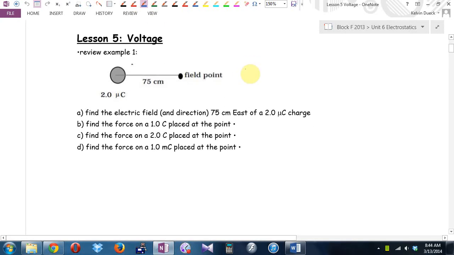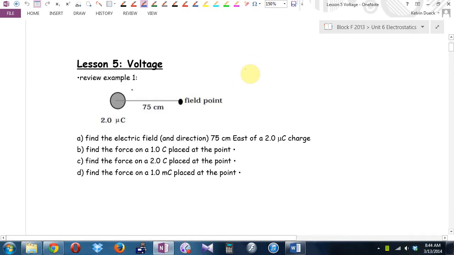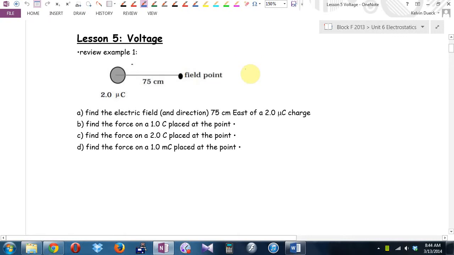So, voltage. Start out with a little bit of review. I gave you a big planetary charge and a point away from it, a field point, as we call it, somewhere in the electric field. The first thing part A asks is, find the electric field, magnitude and direction, 75 centimeters east of a 2 microcoulomb charge. You may want your formula sheet handy.